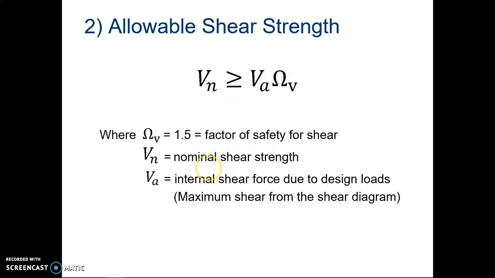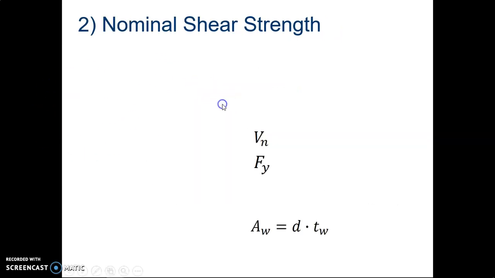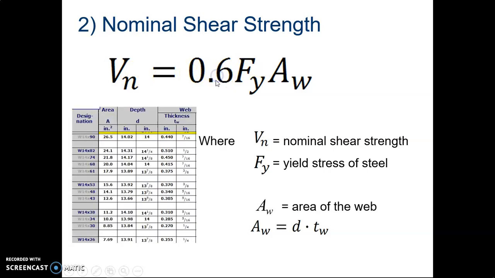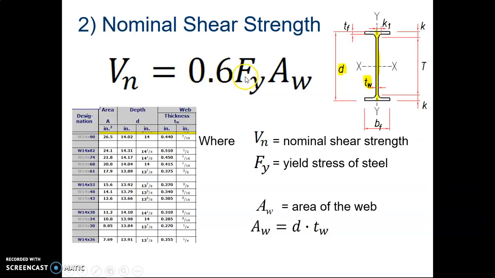So once you know what the design shear is actually applying to your beam, you will then check to see the strength of the beam. The strength of the beam is determined from this equation right here. This Vn is the strength of the member that you chose, and it is 0.6 multiplied by Fy, which is the yield stress, multiplied by Aw. Now, Aw is the area of the web. The web is this middle part right here, and then the top parts are the flange.